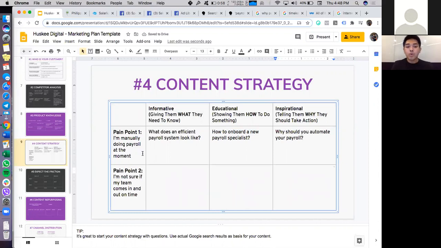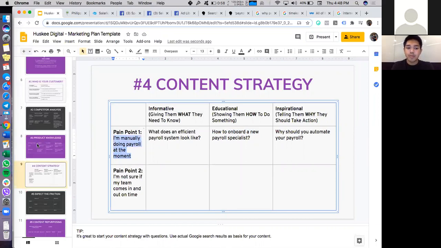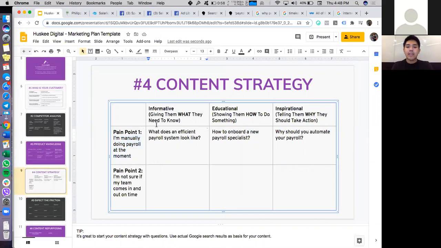Yeah, so we like using this framework, fairly easy to use. You look at a pain point that someone has, going back just to your initial answers, and then you ask what, how, or why questions.